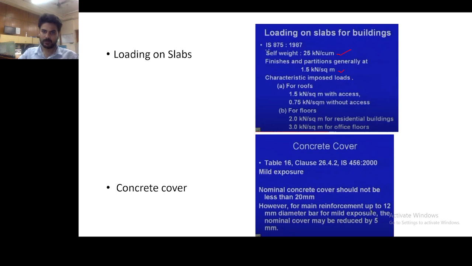The characteristic imposed load for the roof with access is considered as 1.5, and without access is considered as 0.75 for design purposes. For the floors, 2 kilonewton per square meter is considered for a residential building, and 3 kilonewton per square meter is considered for an office floor.